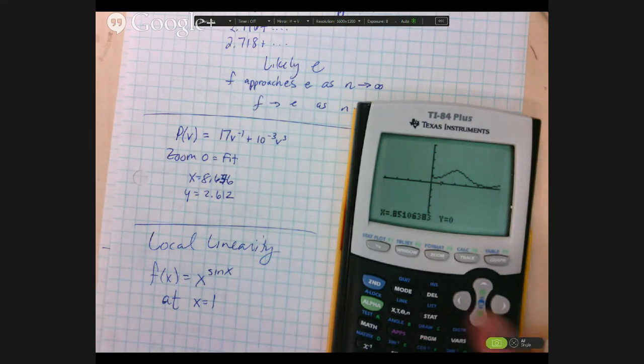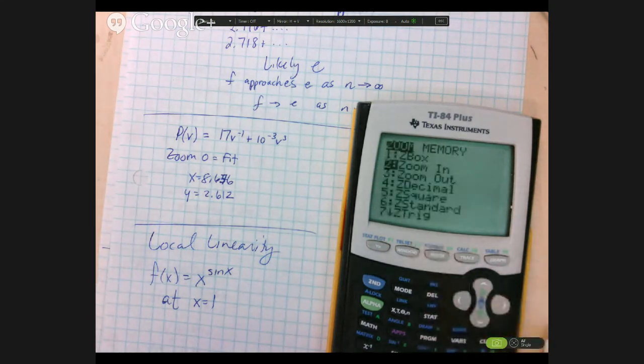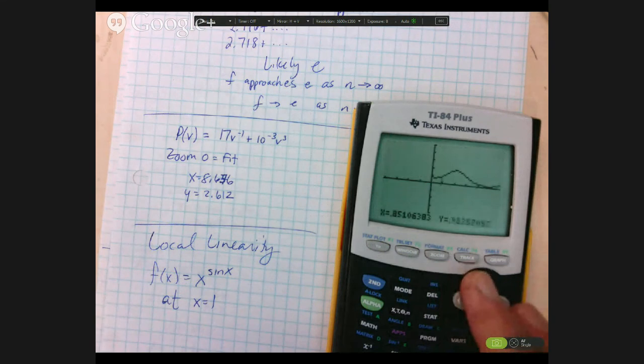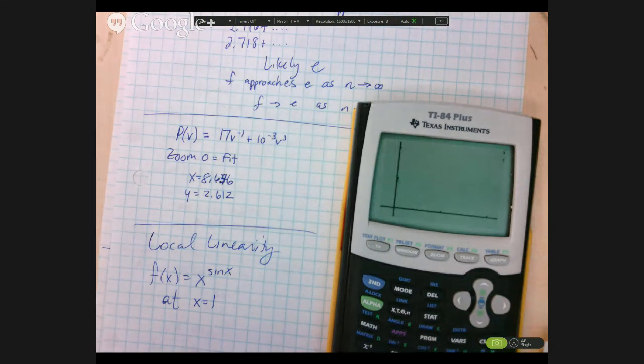Okay. Basically, go to zoom in, and put your dot on the graph at x equals 1. And just keep zooming in until it looks like a straight line. Okay, that's what you want to do. Continue zooming in until it looks like a straight line. Does that look straight yet? No, it's still curved, isn't it?